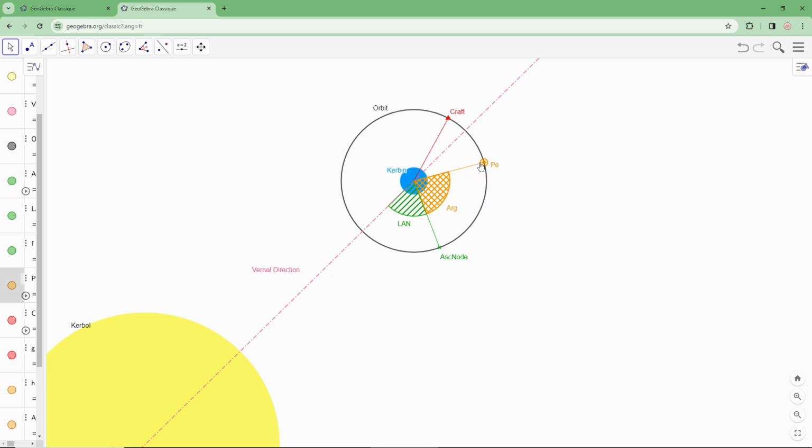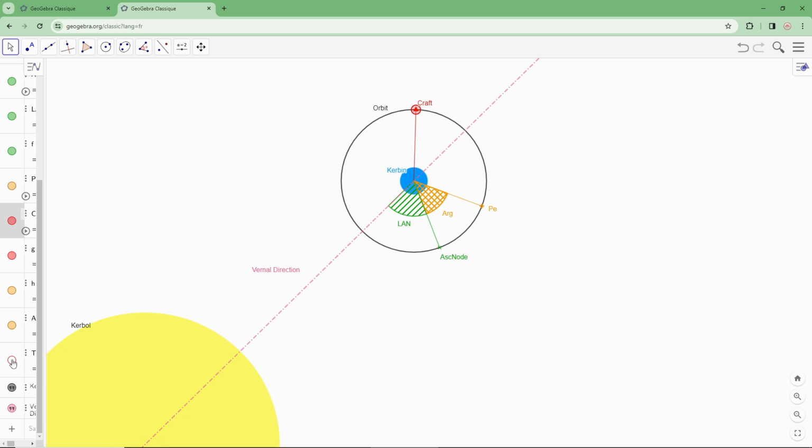Right, so the argument of the periapsis is the angle between the periapsis, the center of mass of Kerbin, or any body you are orbiting, and the ascending node. Right, and then you have a craft here in the orbit around Kerbin. Okay, and the position of the craft is defined with the periapsis. Okay, and this is the true anomaly.